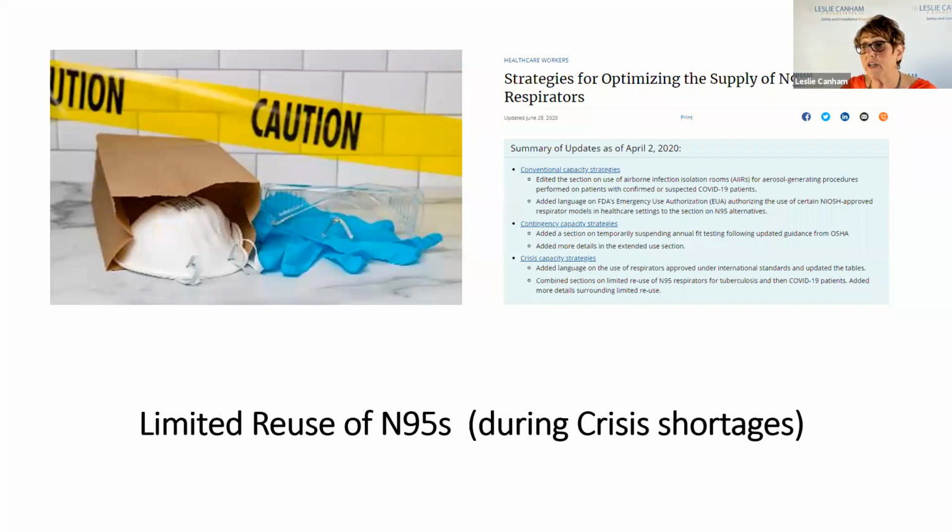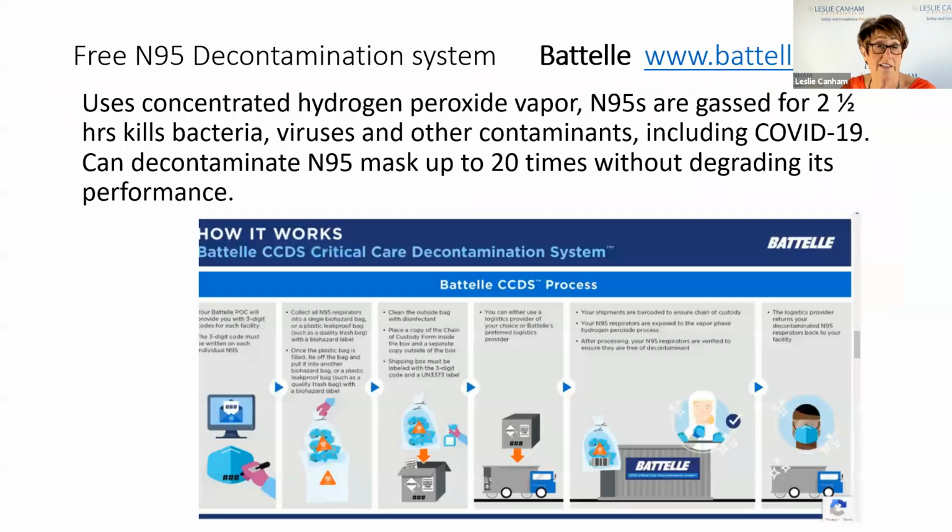There's another company that I want to share information with you about. It's called Battelle, and this is a link that is on your handout material as well. They have a free service, and this is through a grant where they're authorized to decontaminate N95 respirators. They'll mail you a box. They'll give you instructions on how to identify your N95 respirators. You mail it back to them. Again, they pay for shipping both ways, and then they'll use concentrated hydrogen peroxide vapor to gas the N95s for 2.5 hours. And so that is one strategy, and it's a free strategy. So you can contact Battelle and find out if this is a strategy that you might want to employ.